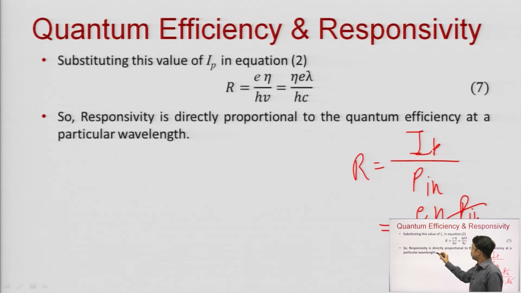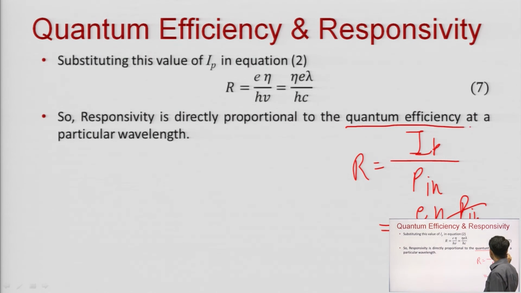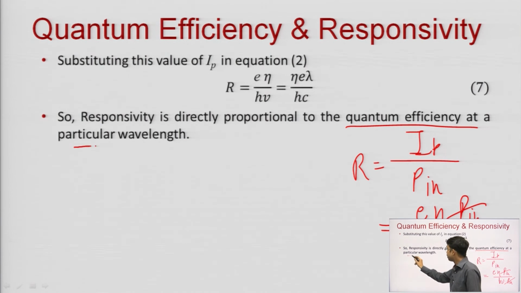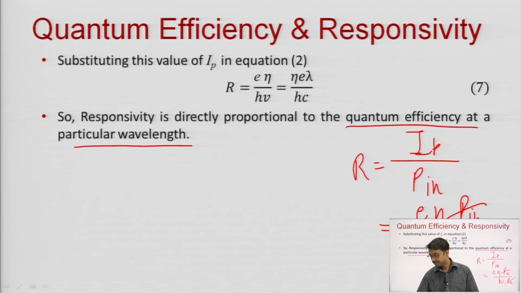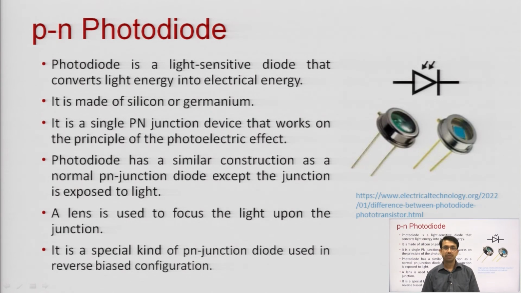So, responsivity is directly proportional to the quantum efficiency at a particular wavelength. Okay. So, responsivity of a particular light detector is proportional to quantum efficiency at a particular wavelength. So, this was about quantum efficiency and responsivity. These are used to measure the efficiency of any light detector, mainly photodiode, pin diode, avalanche photodiode.